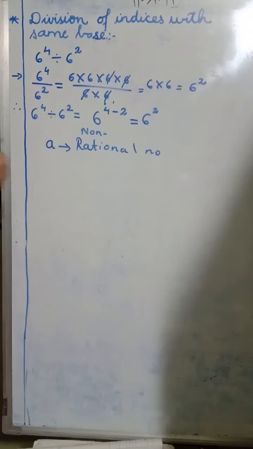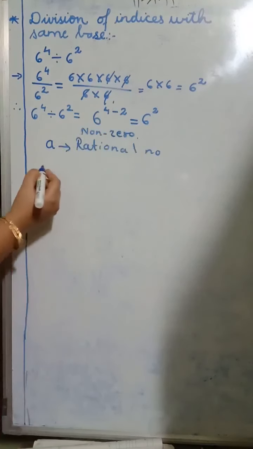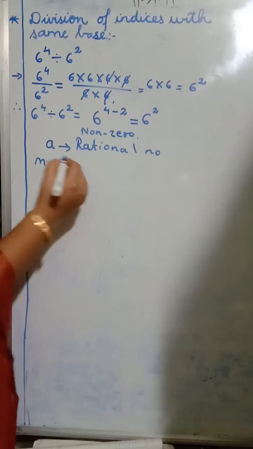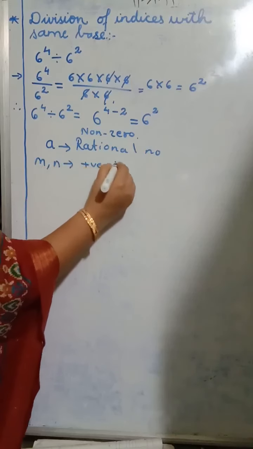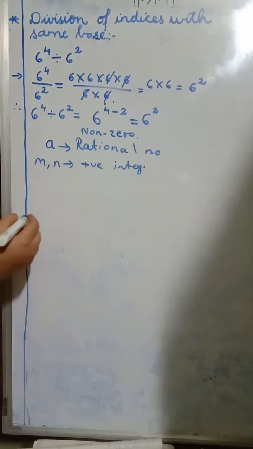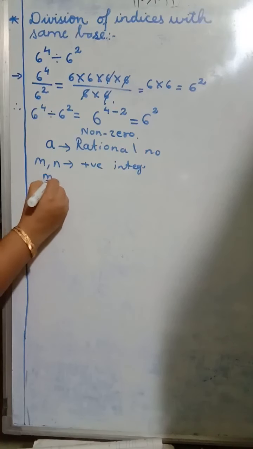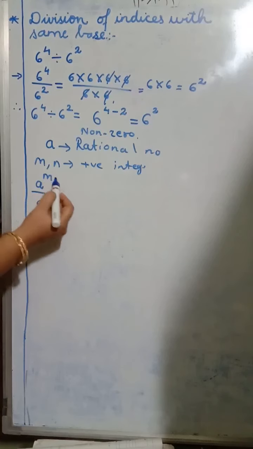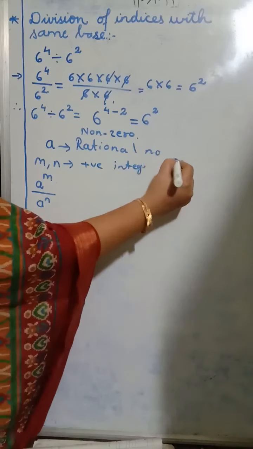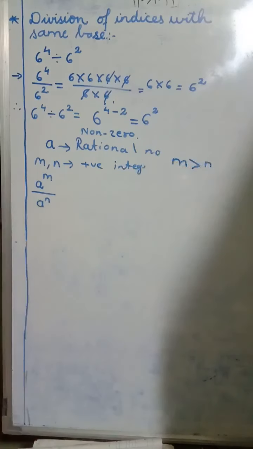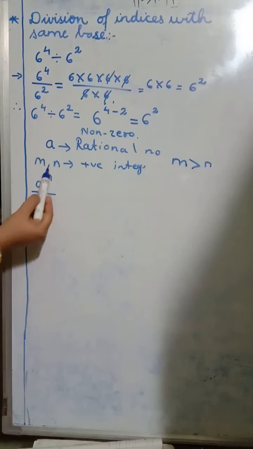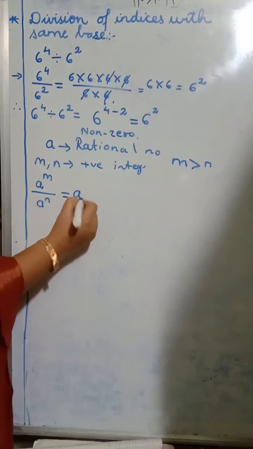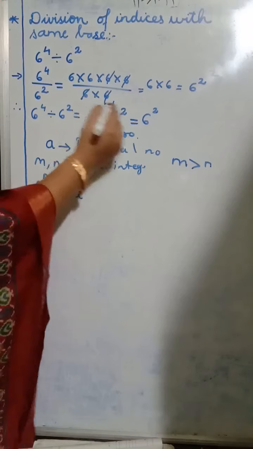If a is a non-zero rational number, okay, and m and n, I will consider them the powers, okay? m and n are positive integers, okay? If they are positive integers, then our formula will be a raised to m divided by a raised to n. And here m should be greater than n. m should be greater than n. Then we can write a raised to m divided by a raised to n, that is equal to, a is the same base, and what are we doing here?